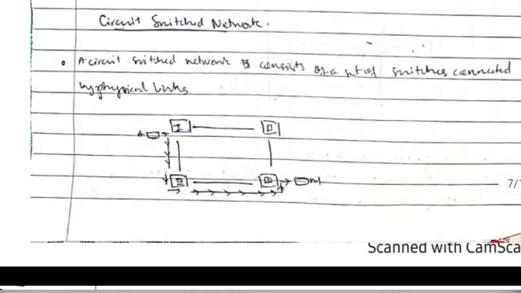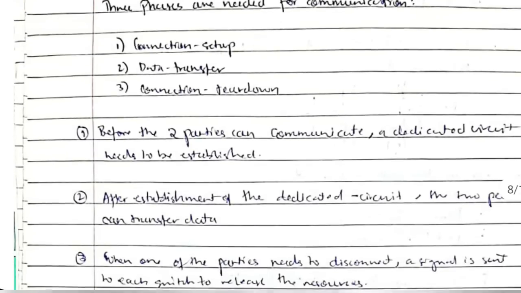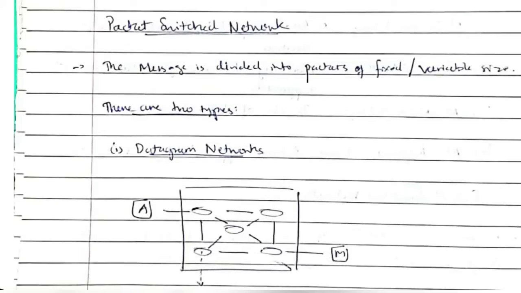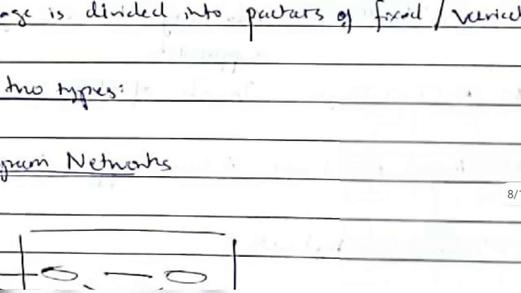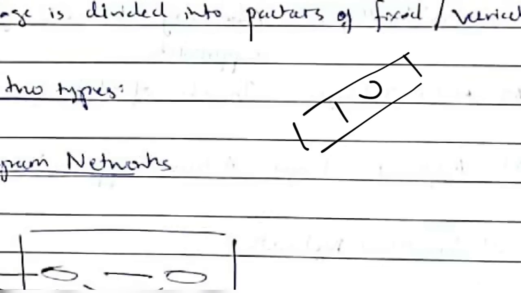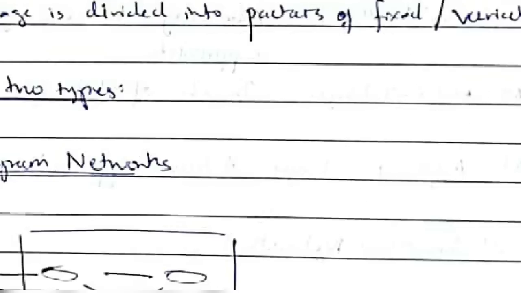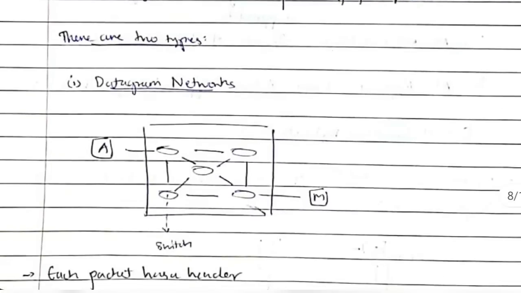Okay, these are the three main phases in each transmission. Then the second one is packet switch network. In this, the message is divided into packets of fixed length or variable size. That means if a message is of size 10, it will be divided into five parts, each one being 2, 2, 2, 2, 2. In that way the data is sent in the form of packets.